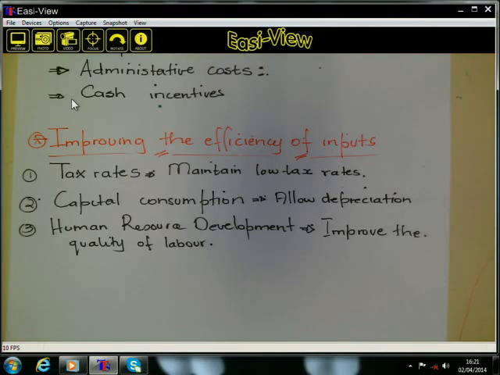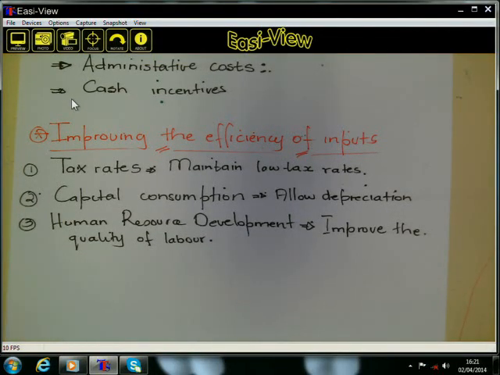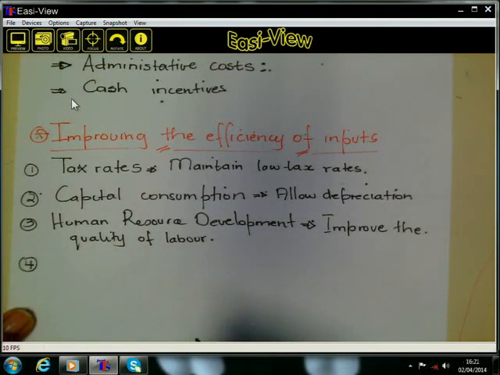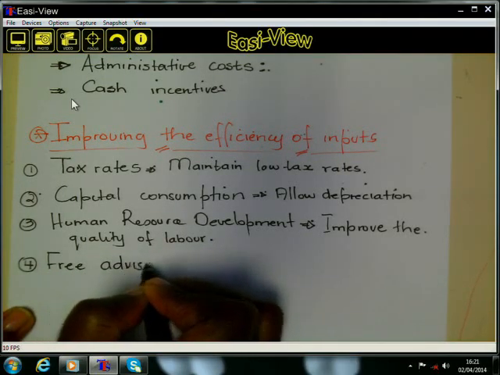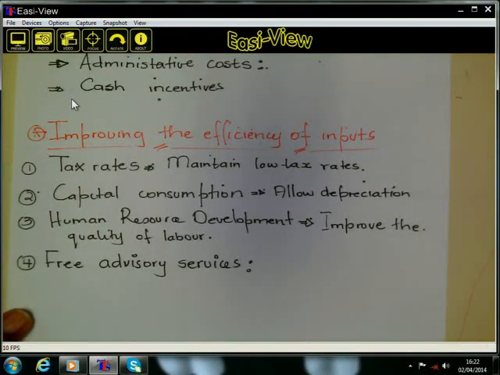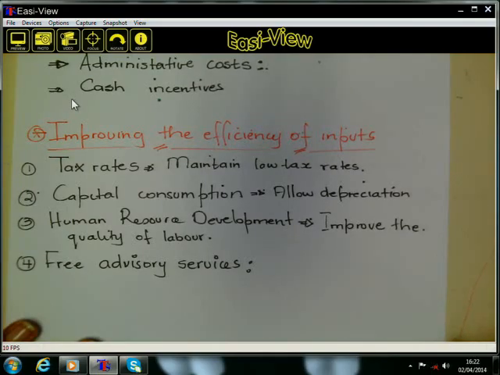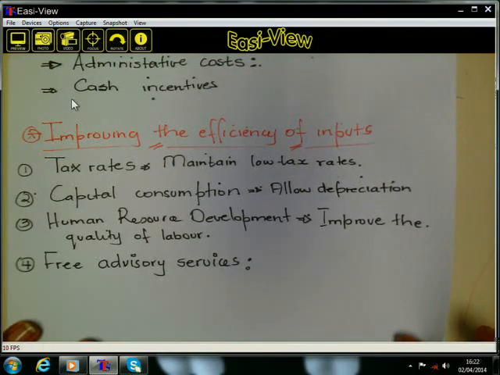As well, we have SETAs that are helping with human resource development. And we know that we have a skills authority as well. So that one helps with human resource development. And then they must also provide free advisory services. So how do they advise for free? Like if somebody wants to go and start a new market for a certain product as an export, they should help in those instances so that people can be able to go and establish businesses.